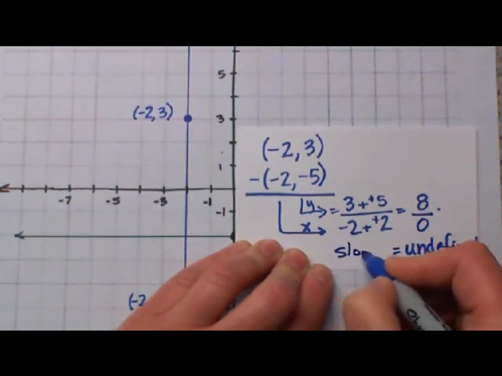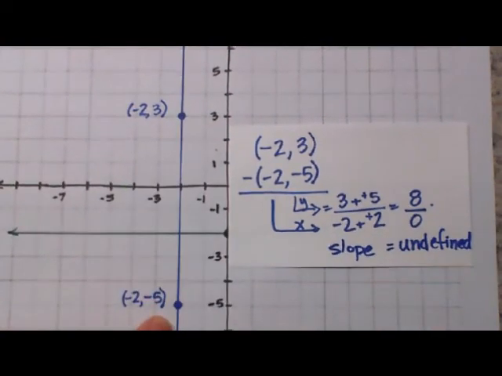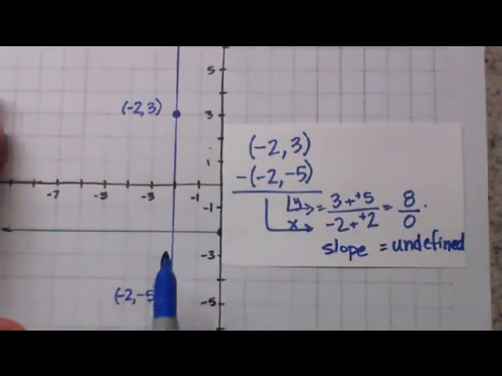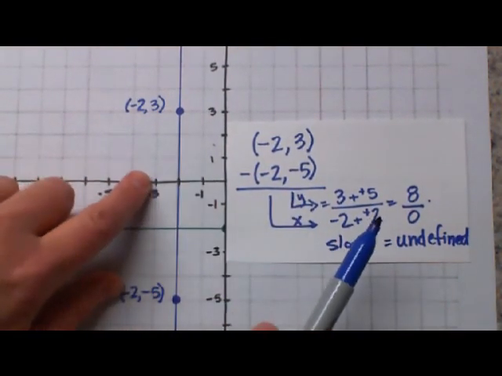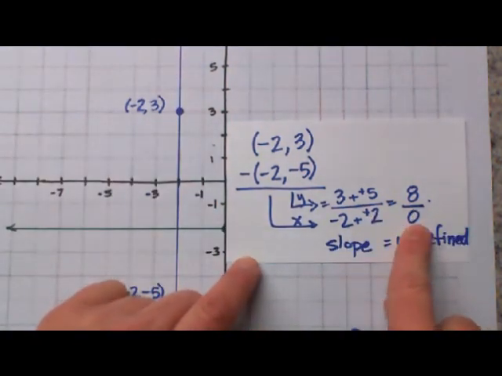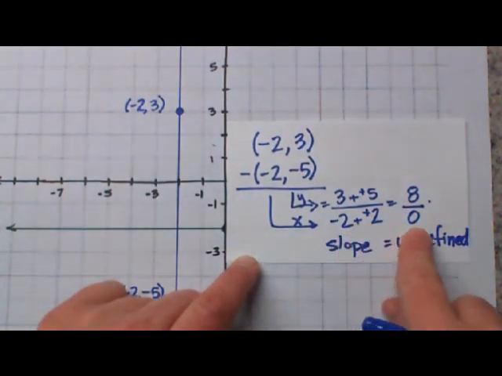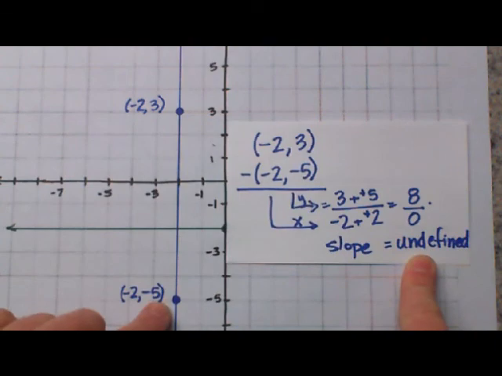So the slope of the vertical line is undefined. See how it never changes in the x direction? It doesn't go this way, it doesn't go that way, it only goes up and down. Well, what that does is it puts a 0 in our denominator. There's never any change in x. So it will always be 0 in the denominator, which is an undefined number. So our slope here is undefined.